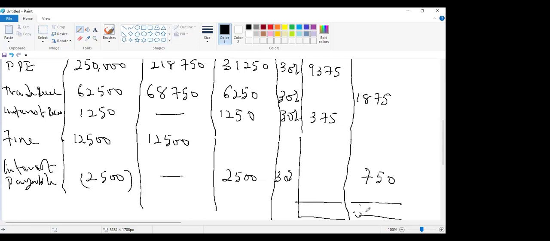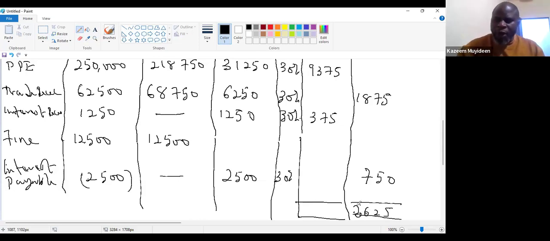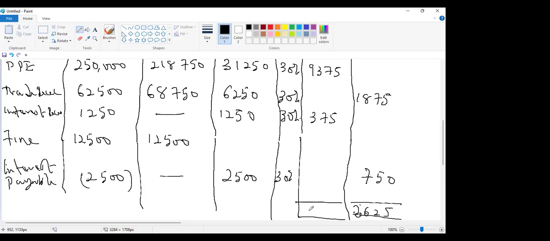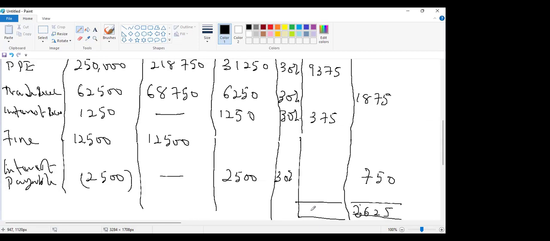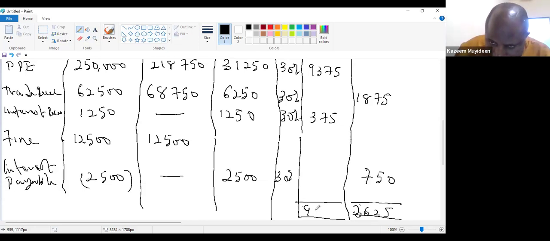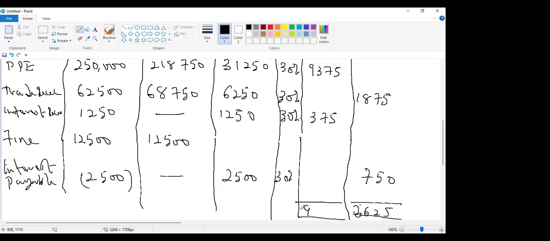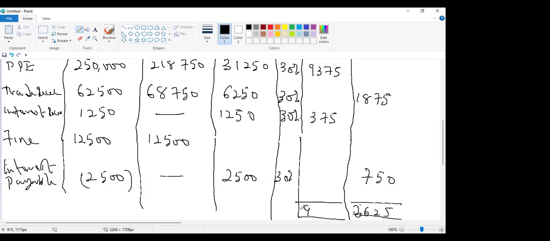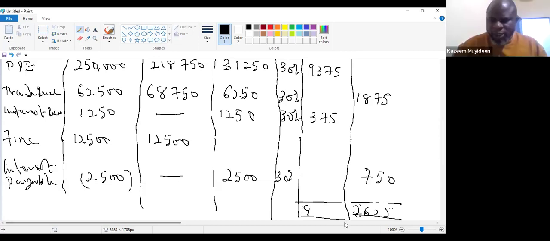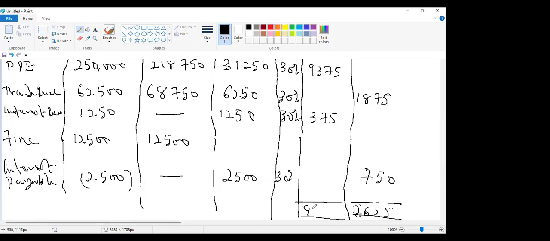I will now come here, assets 2,625. Then for this one called liability, that is 9,750. 9,000, 750. 9,375, plus 375. 9,750. Thank you, sir, my sister.